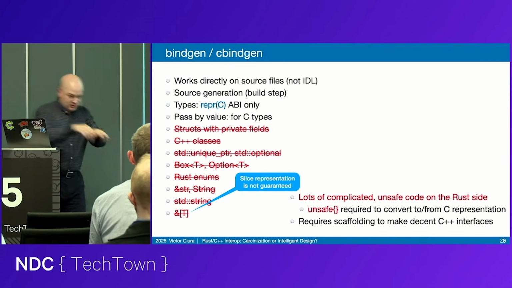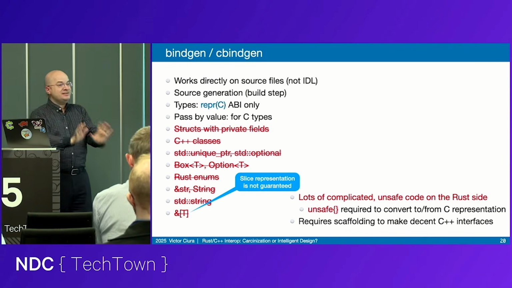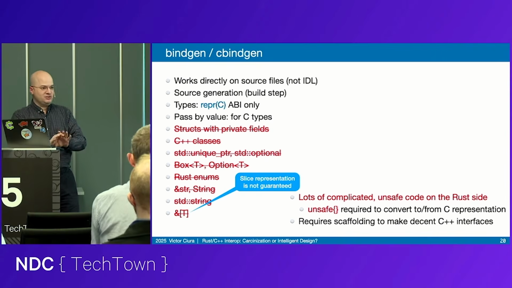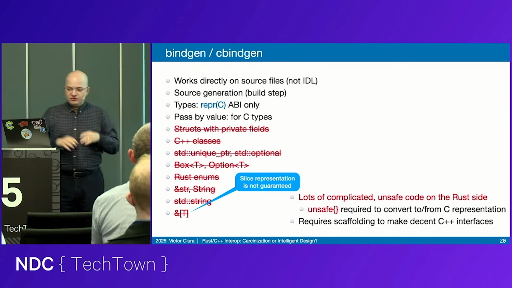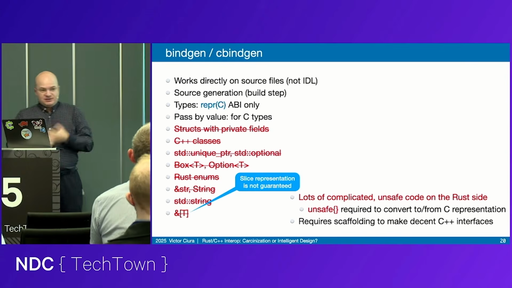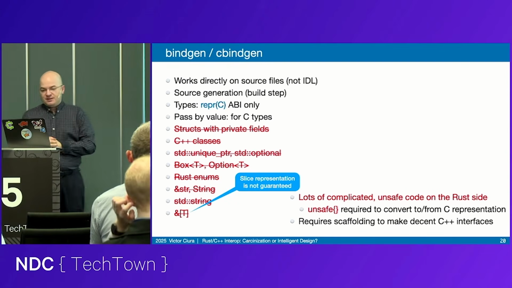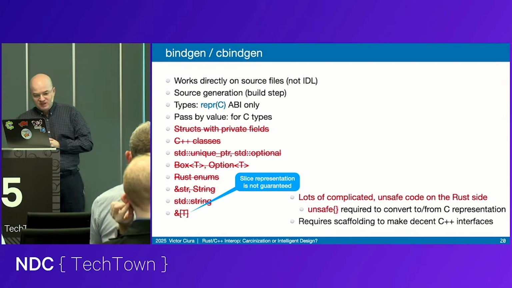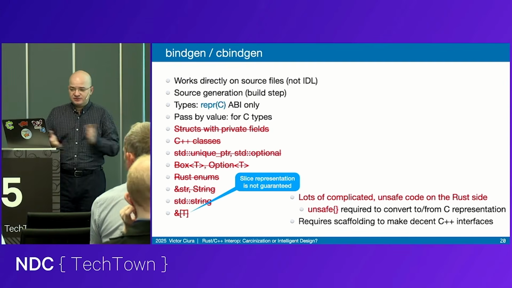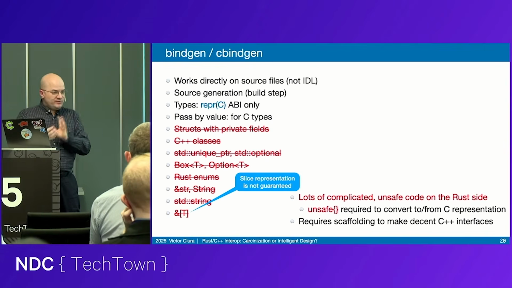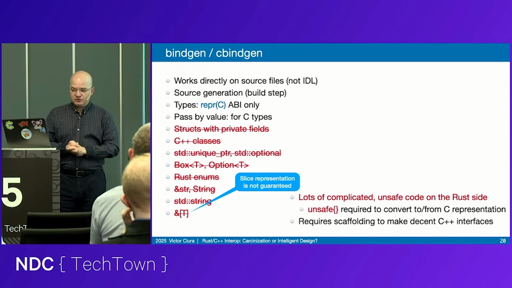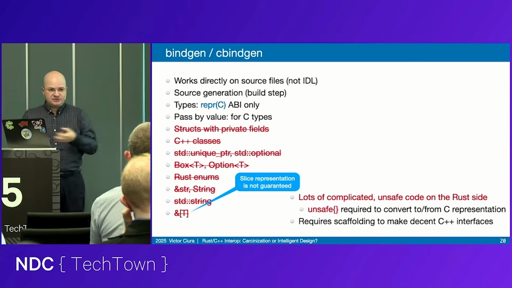And you can even look in the implementation to see what it is, but there's no guarantee that that's the actual representation. There's no commitment that that's the representation. So there's ongoing efforts to formalize that, so that at least you can count on something. More about that later. So lots of complicated, unsafe Rust code that you need to write in order to convert to and from this C representation. So some scaffolding required, but some of it can be automated.